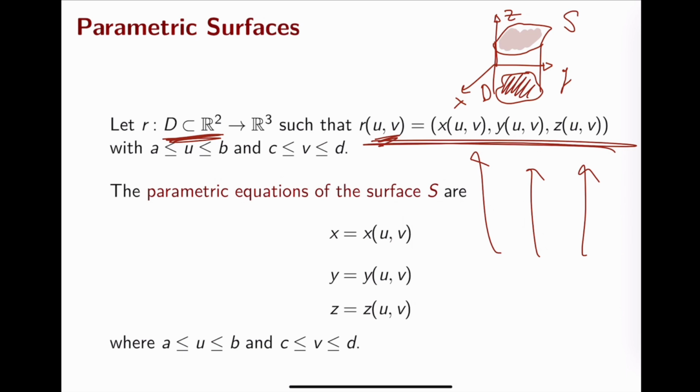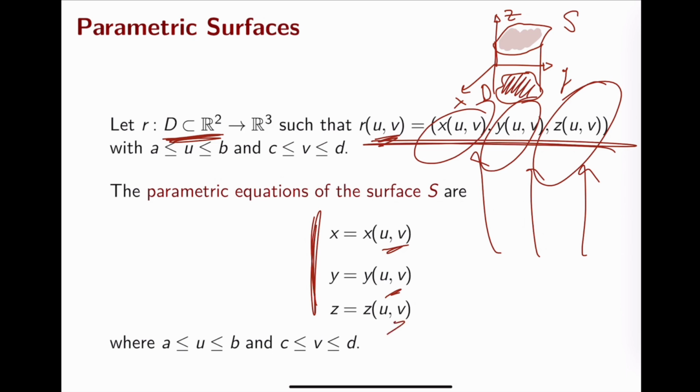So the parametric equations of this surface are going to be given by x equals the first component, y equals this, and z equals this. Each of these functions depends on two variables, and these variables vary in some particular range describing the domain D.